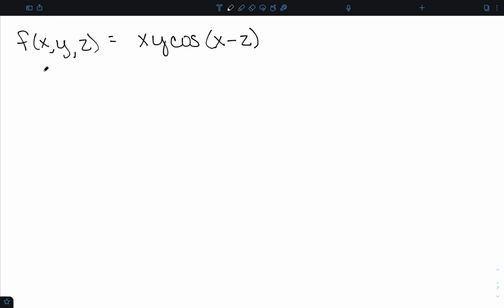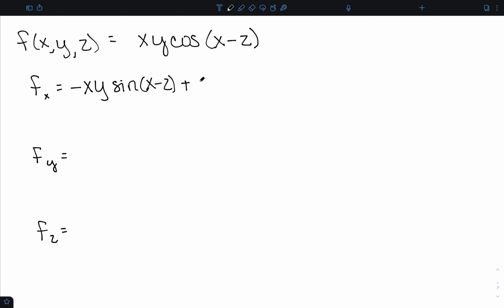As one more example, let's consider f of x y z equal to x y cosine of x minus z. This time I'll have 3 partial derivatives: f sub x, f sub y, and f sub z. For my x derivative, y and z are numbers, so I am going to have to use the product rule here since I do have 2 x terms. That would be the first times the derivative of the second. The derivative of cosine is negative sine of x minus z, and the derivative of x minus z would be 1.